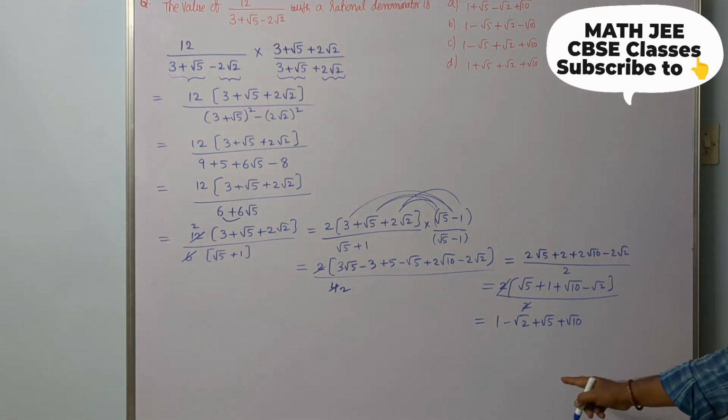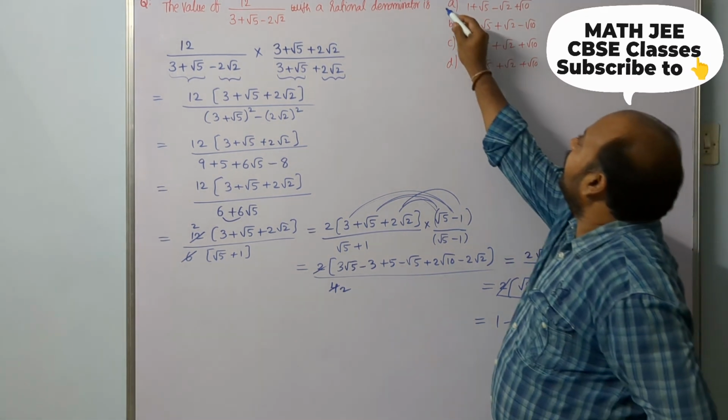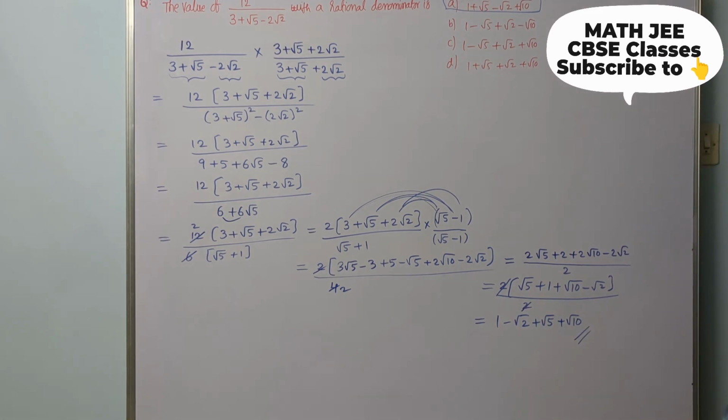1 minus root 2 plus root 5 plus root 10. It is there in the first option, dear students, what we got.